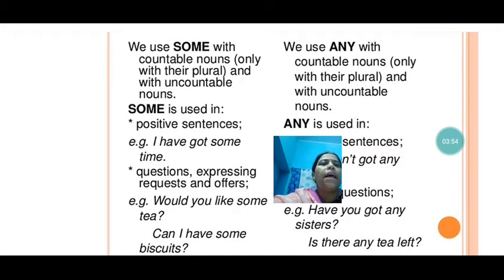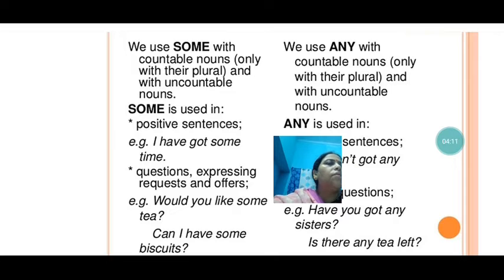Now see, we use some with countable nouns only with their plural, we have seen, and with uncountable nouns. So when to use some? Some is used in the positive sentences. We have seen, I have got some time. Then questions expressing requests and offers. Would you like some tea? Can I have some biscuits?